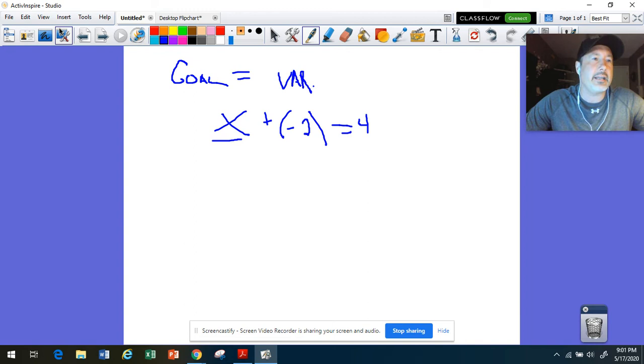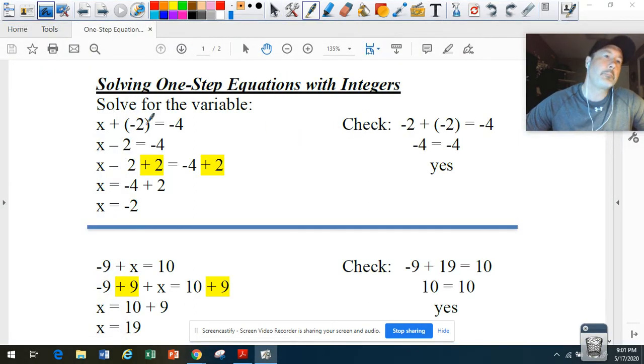So let's go back here and see how we can do this. We have here the first one: x plus -2 equals -4. If you want to, we can rewrite this a different way. You do not have to do this step here. This is up to you. But we know that x plus -2 is the same as x minus 2. If you want to write that step in there, great. If you understand how that step works and you want to skip it, that's fine also.